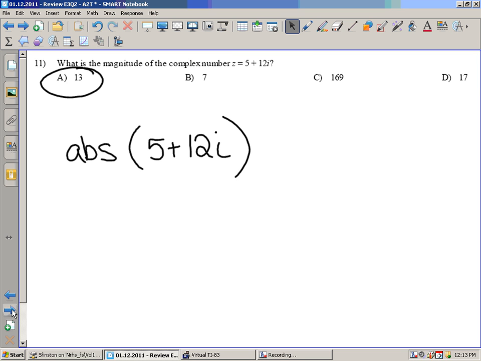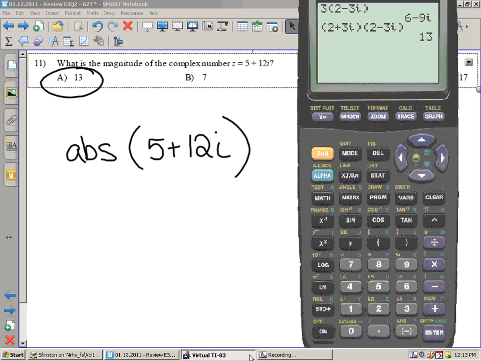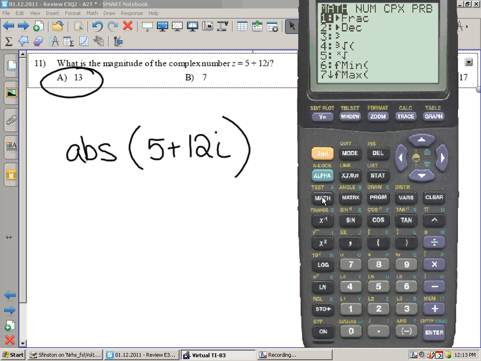What's the magnitude of a complex number? Anytime you see this word on your test right here, you're going to take out your calculator. Magnitude is the same thing as asking for the absolute value. So hit the math button, go to number, ABS, and type in whatever they gave you. 5 plus 12i. It's 13. That's it. That's all you got to do.